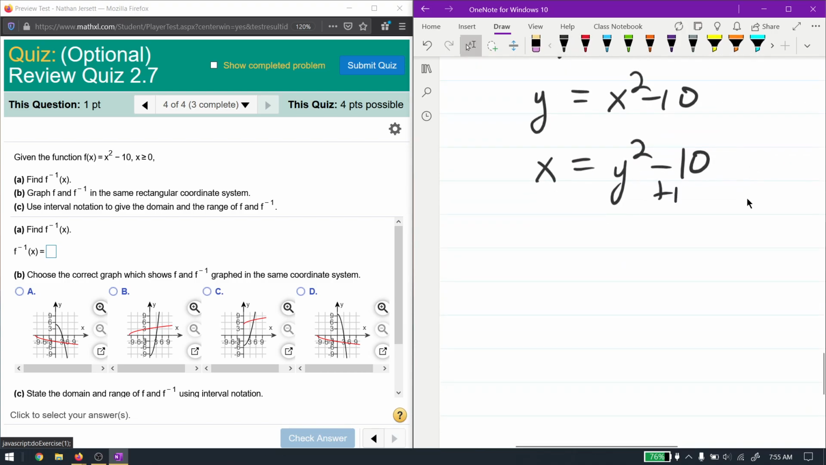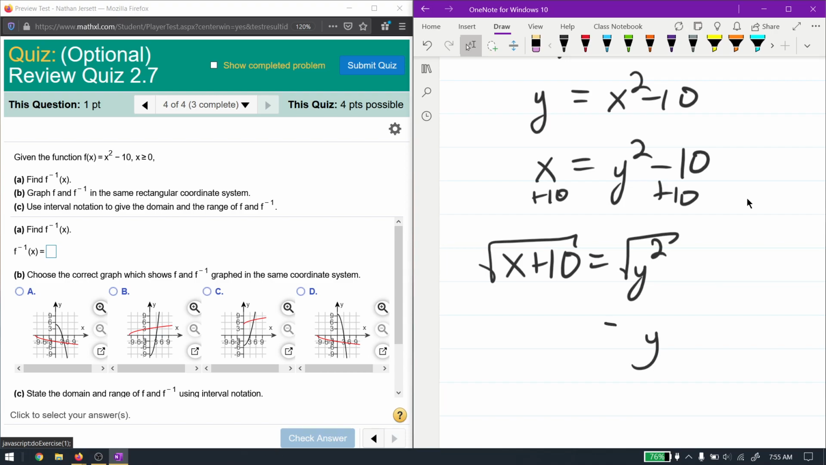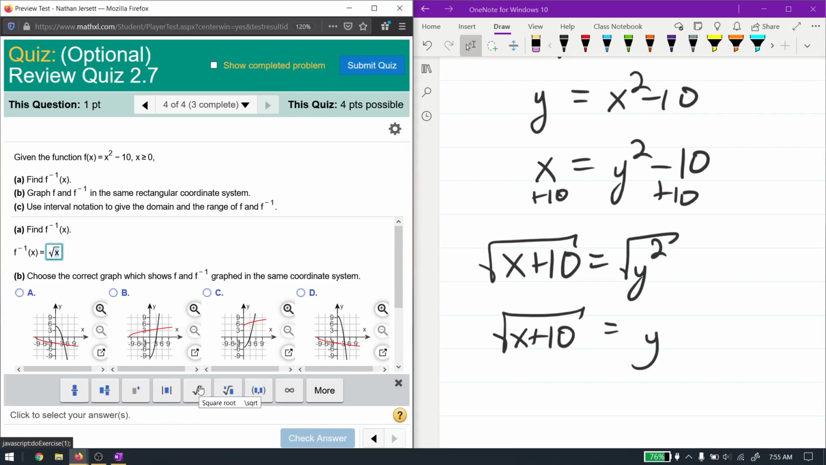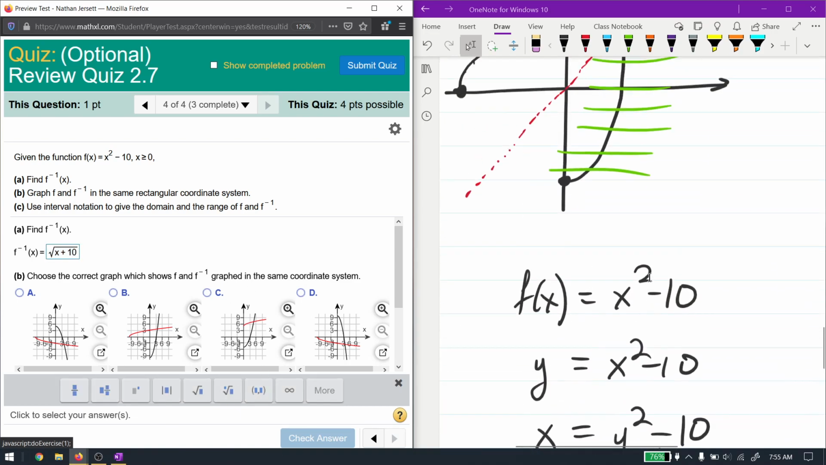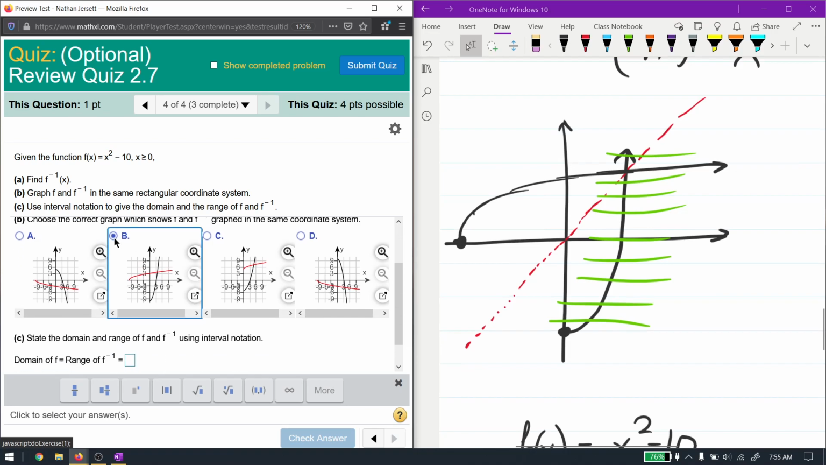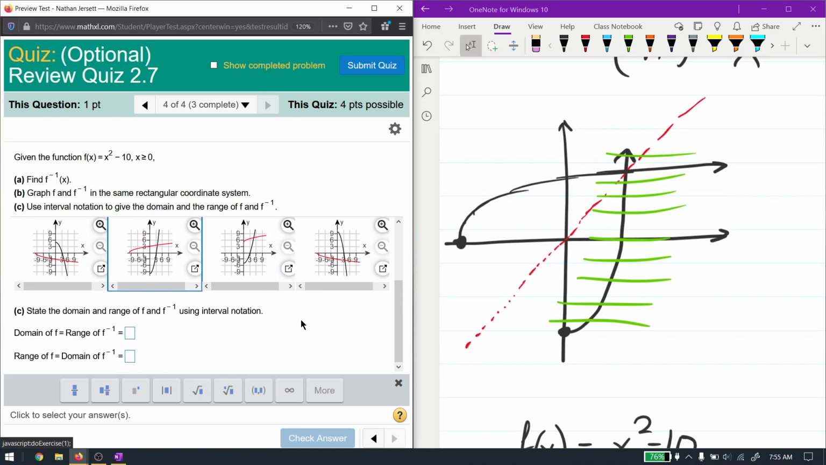Now we can solve for y. So I'm going to add 10: x plus 10 equals y squared, then take a square root. So we get y equal to the square root of x plus 10. That's the inverse. I actually already showed you the graph. That's what I did up here. So we expect it to look like B, I believe. Yes.